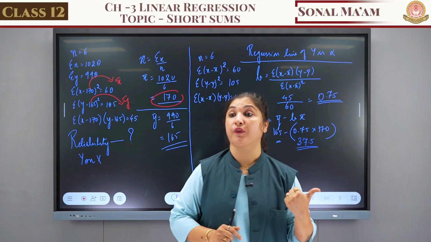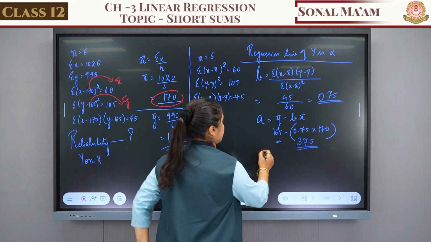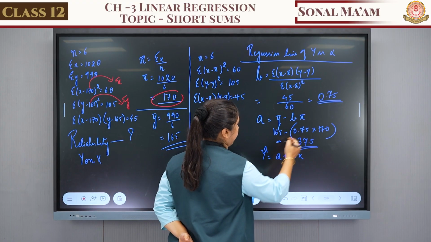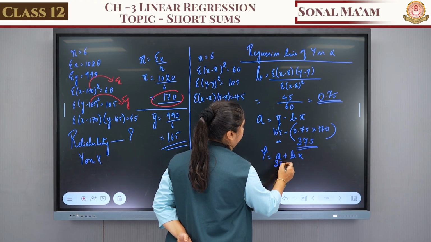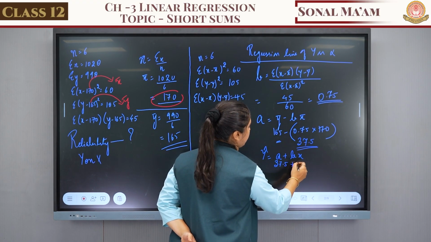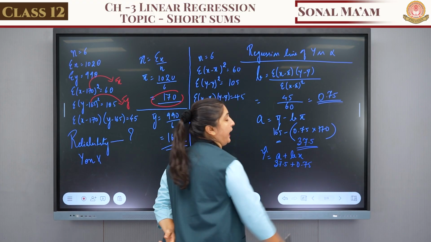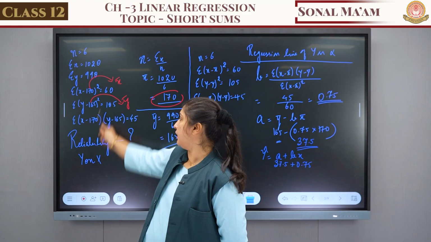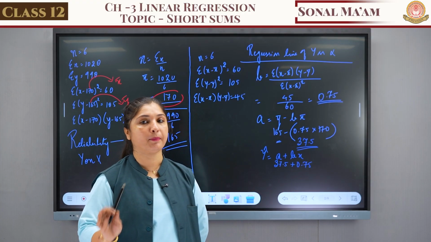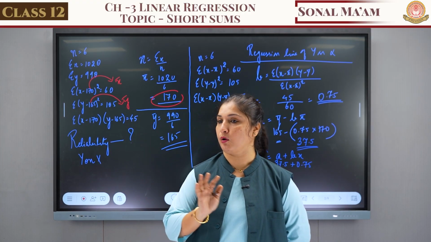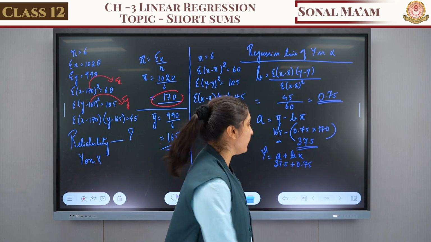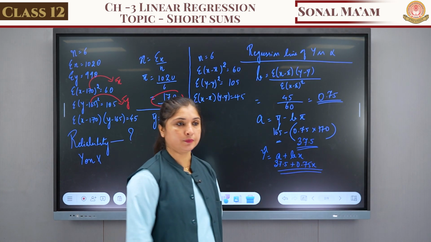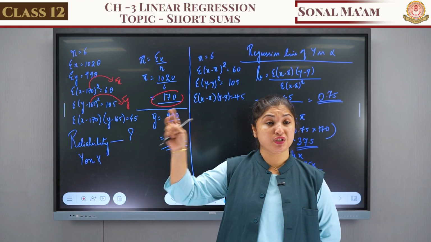We got b, we got a. Our next step is to find out y cap, and the formula for y cap is a plus bx. A is 37.5 plus b is 0.75, and x, as I told you, might be given in the question, but when we wrote the question, nothing was mentioned about x, so we will leave it as it is. So x will be x itself.